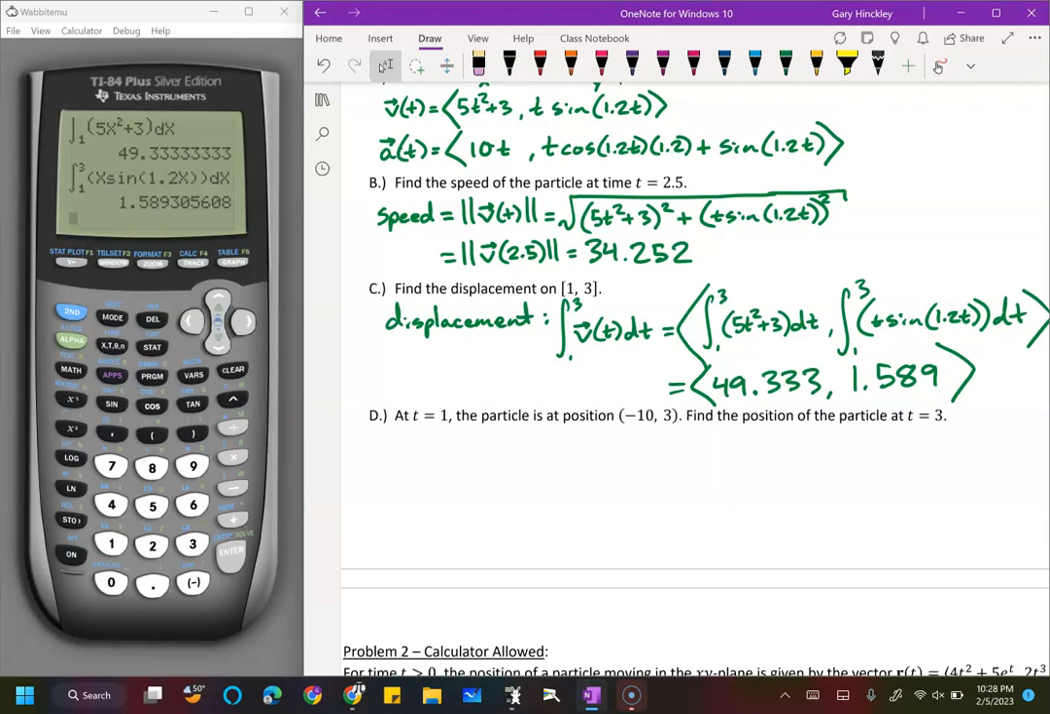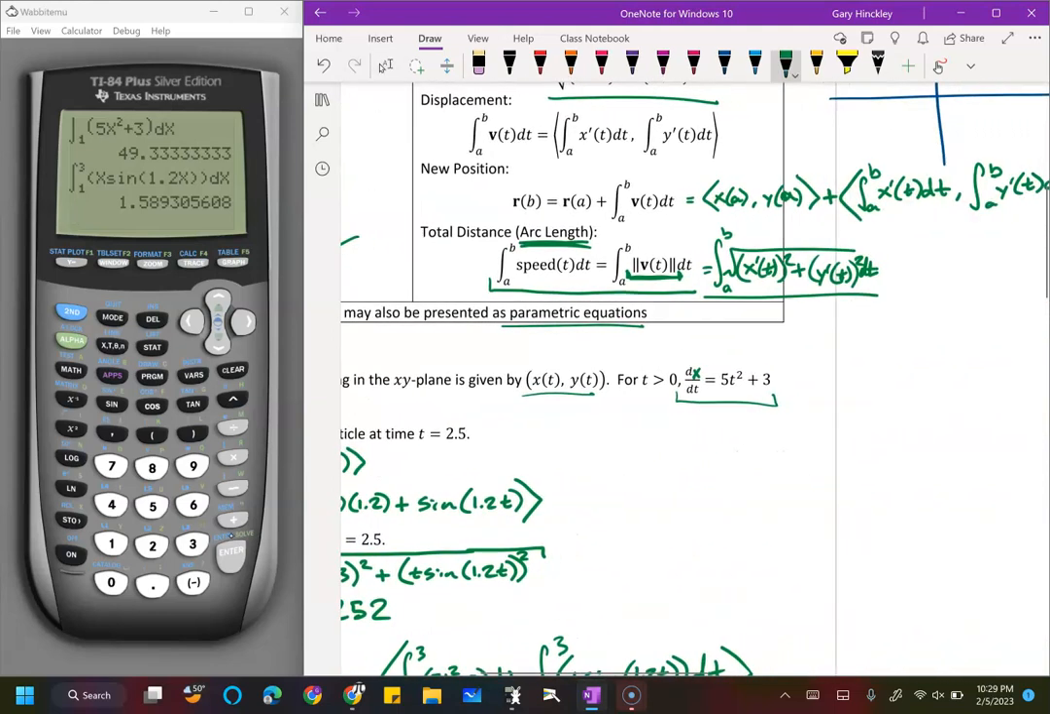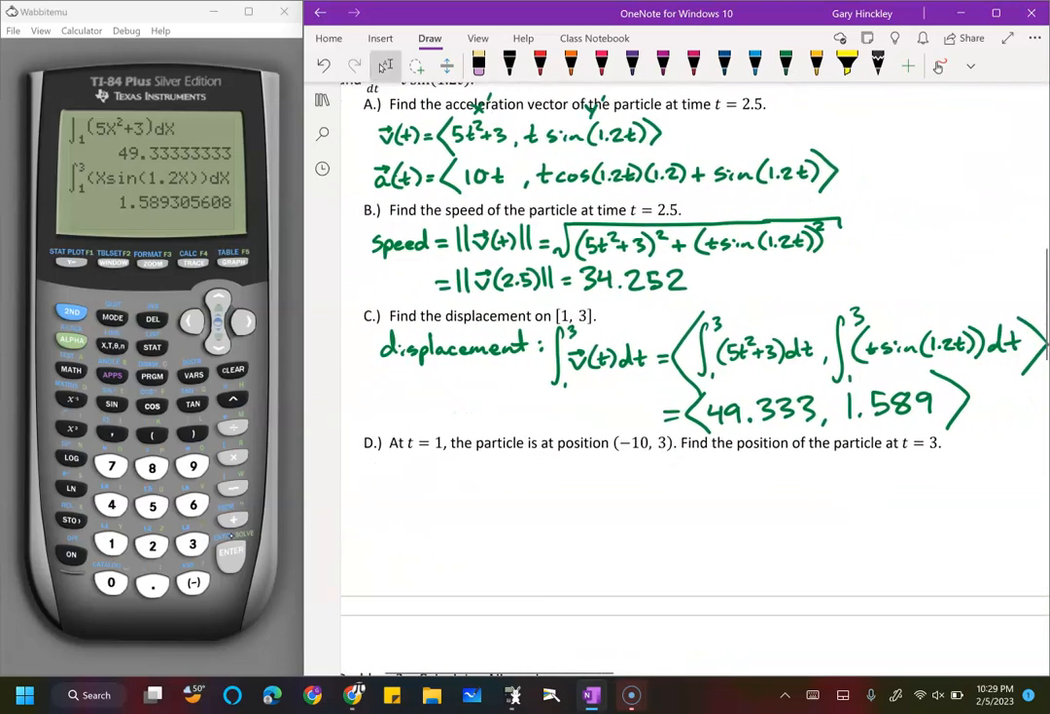Okay, and then we have our at t equals 1, the particle is at position -10, 3. Find the position of the particle at t equals 3. So this is one of our new position, right, that we have here. So we're going to go ahead and use that down here.